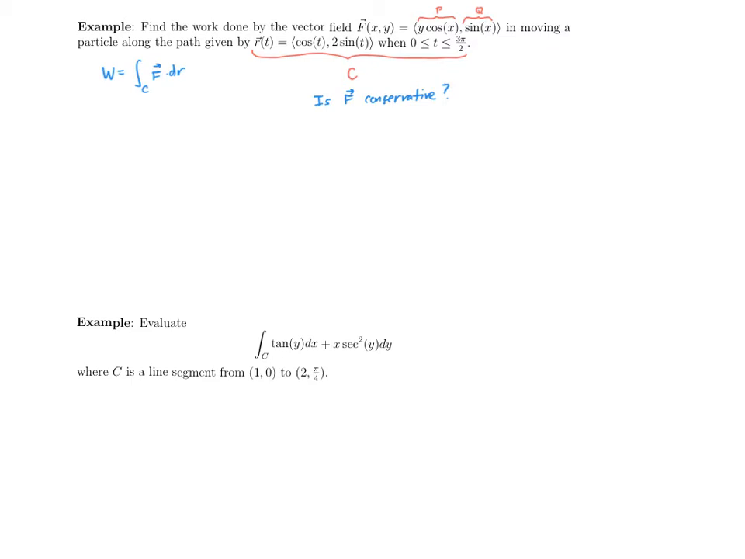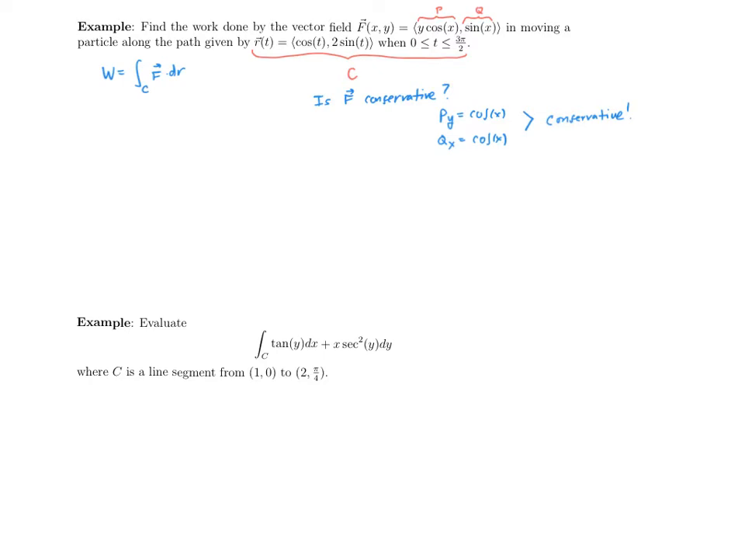P sub y is equal to cosine x. Q sub x is also equal to cosine x. And because those partials, P sub y and Q sub x, are equal, that is the first component partial with respect to y, the second component partial with respect to x, we can conclude that the vector field is conservative. And note, this just provides a starting point.